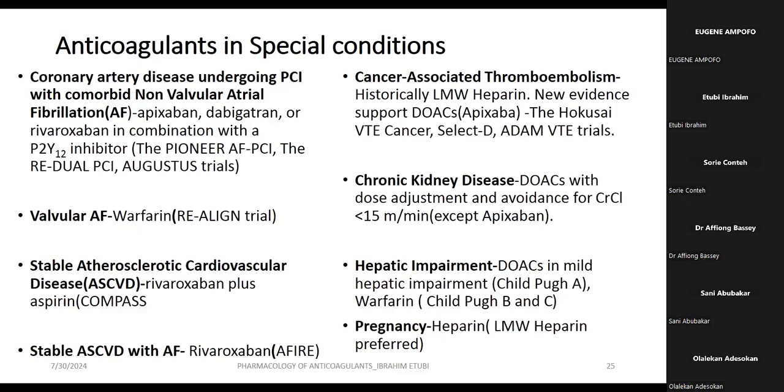While for cancer-associated thromboembolism, historically we use low molecular weight heparin, but now we have new evidence to support the use of oral anticoagulants like apixaban. And you can see this in the ADAM VTE or Caravaggio studies.